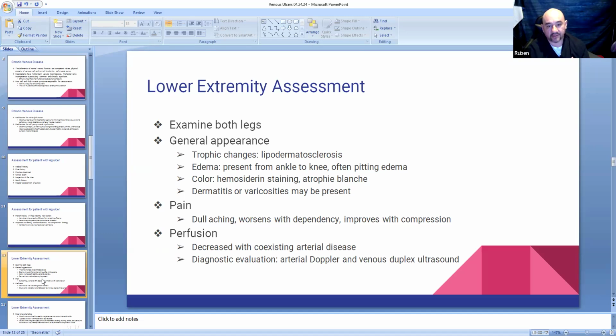Is there any coexisting arterial disease? So you want to make sure that we get some arterial Dopplers done and also check for DVT in case you want to miss a blood clot for sure. But then also you want to make sure their arterial flow is good, because if you start to compress them with those wraps, you're going to cut off circulation if they have poor circulation. And I'll get to that, why it's important to check that as well.